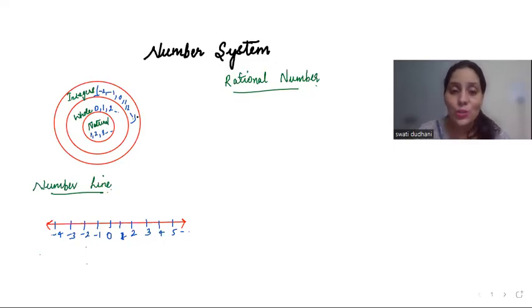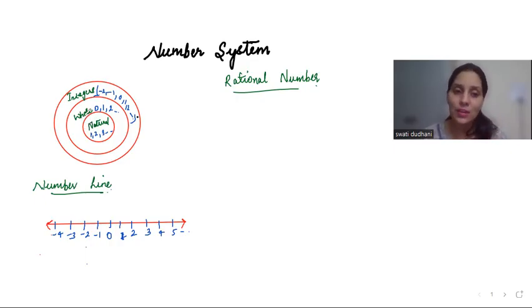Hi. So today's topic is number system of grade 9th chapter 1. So let us first revise what all numbers we know till now. So we know natural numbers starting from 1 onwards, 1, 2, 3, and so on.